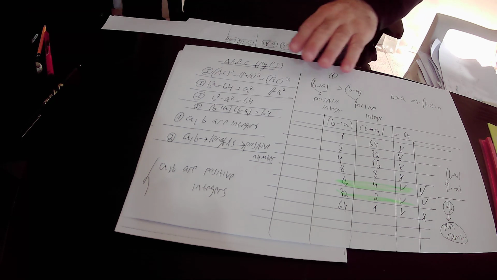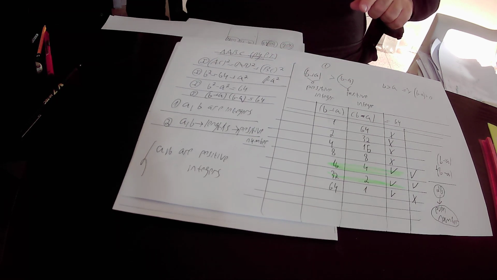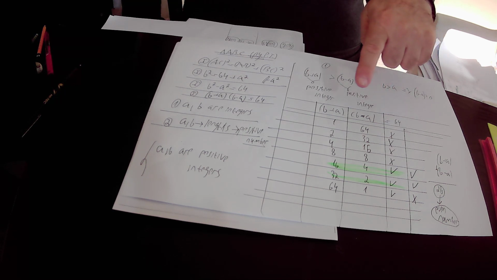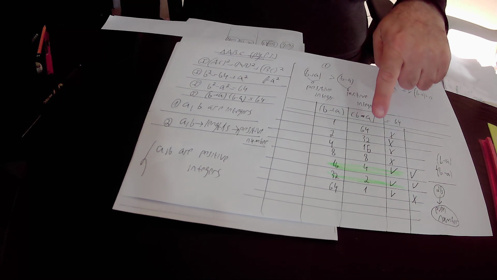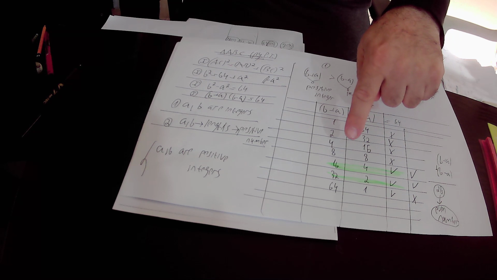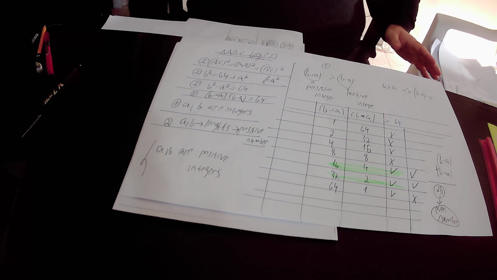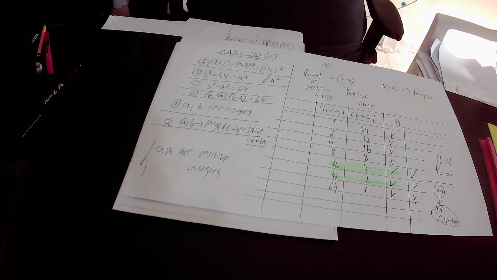So we have here 7 options: 1 times 64, 2 times 32, 4 times 16, 8 times 8, 16 times 4, 32 times 2, and 64 times 1. We have 7 options for the multiplication of two positive integers that will give us the result of 64.